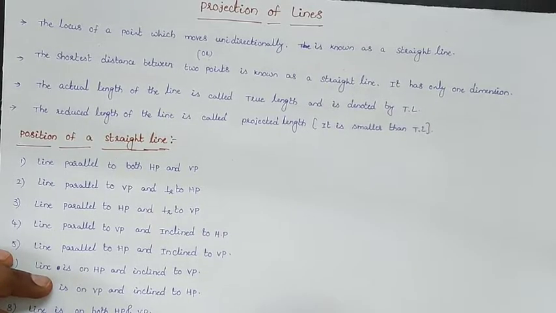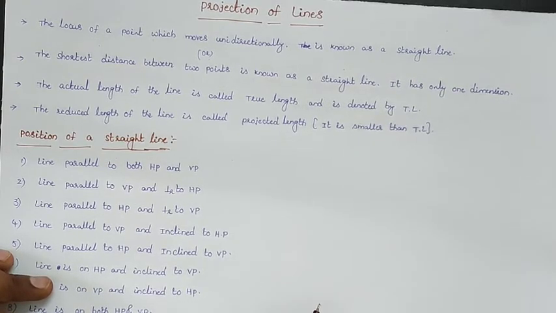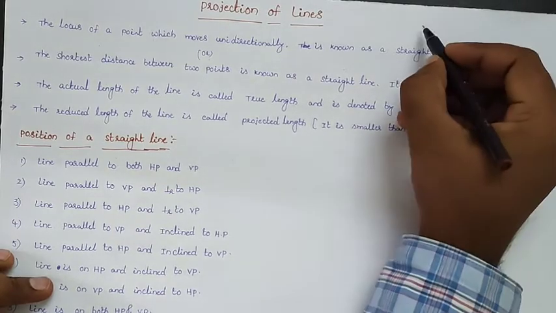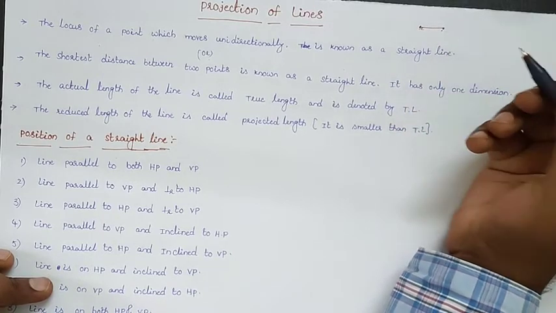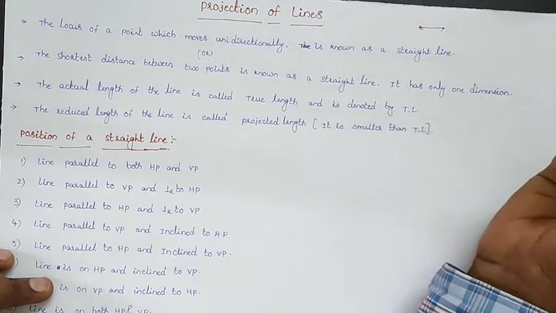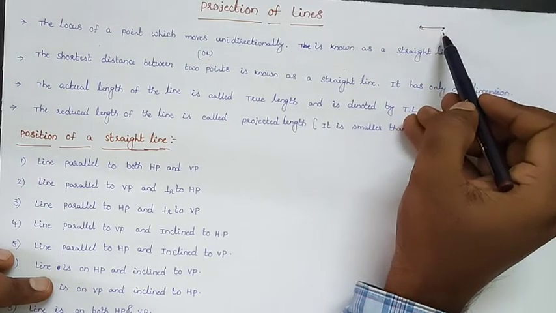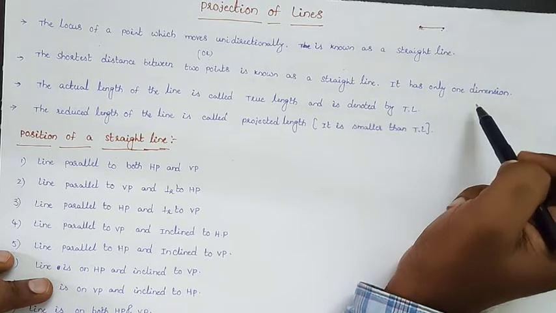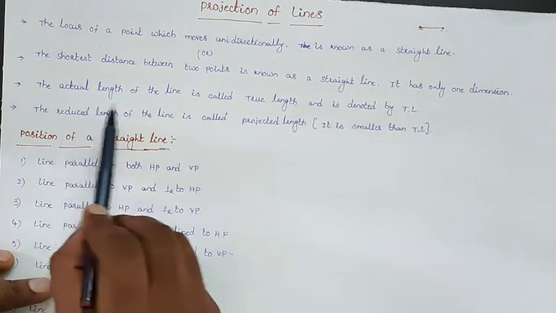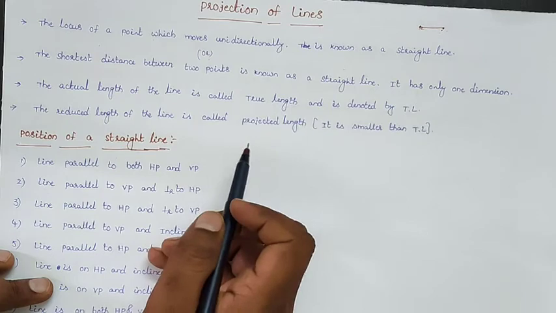This is projection of lines. We know that a line, the locus of a point which moves unidirectionally, is known as a straight line, or we can call it the shortest distance between the 2 points. The shortest distance between the 2 points is also a straight line. The straight line has only one dimension, so it is unidirectional. The actual length of the line we can call the true length of the line.